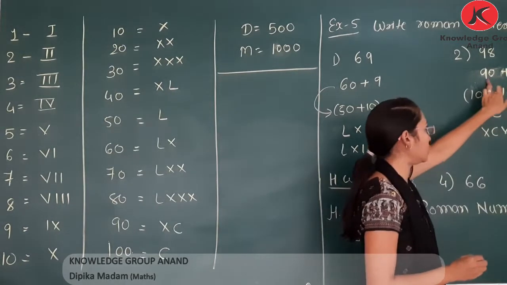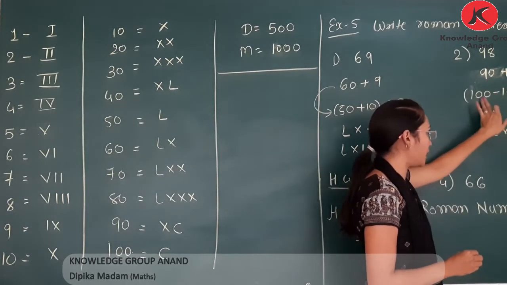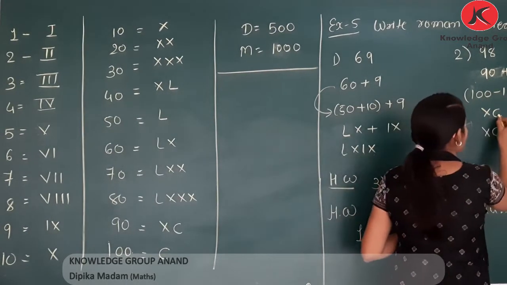98 is represented by 90 plus 8. But what is 90? 100 minus 10. 100 minus 10 means XC.